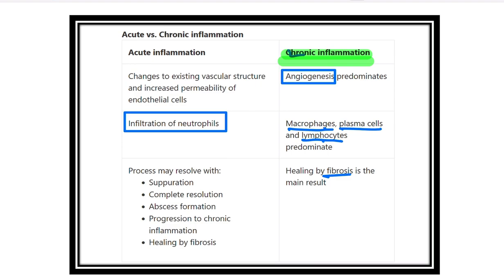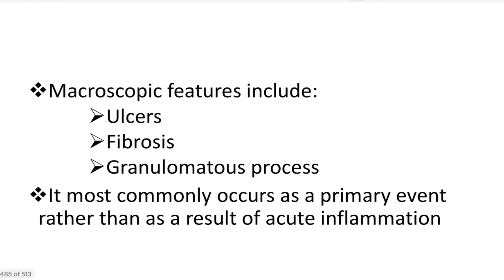And what are the processes involved? It involves suppuration, complete resolution, abscess formation, progression to chronic inflammation, and healing by fibrosis when it goes on to chronic inflammation. So fibrosis is not a feature of acute inflammation. When acute inflammation goes on to chronic inflammation, this chronic inflammation leads to fibrosis.